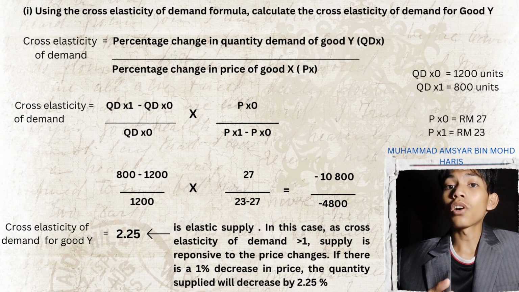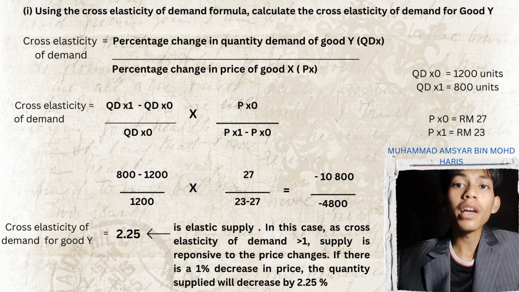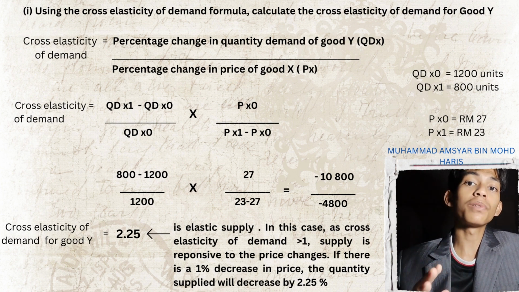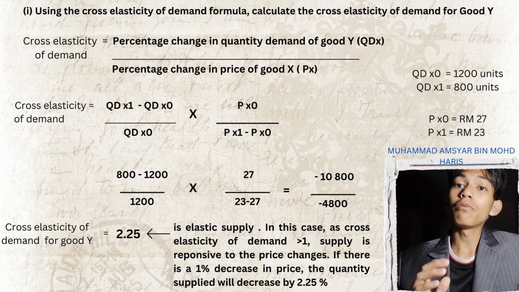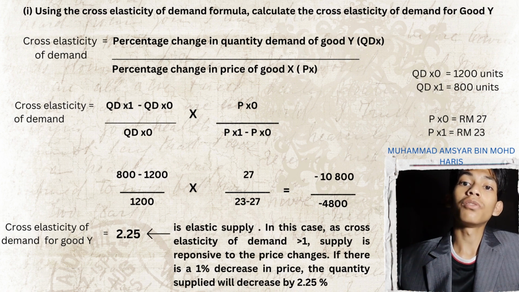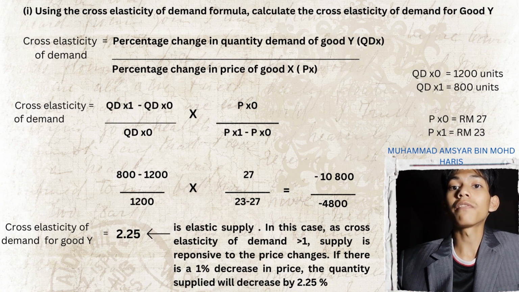Answer. To calculate the cross elasticity of demand for good Y, we will use the cross elasticity of demand formula. The formula is cross elasticity of demand equals percentage change in quantity demanded of good Y divided by percentage change in price of good X. After that, we will use this calculation: quantity demanded new minus quantity demanded old, divided by quantity demanded old, times price old divided by price new minus price old. After analyzing the data given in the question, we can put it into the formula.